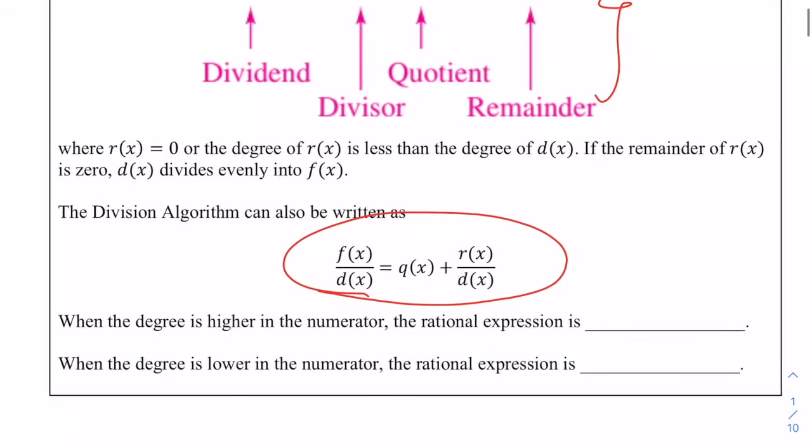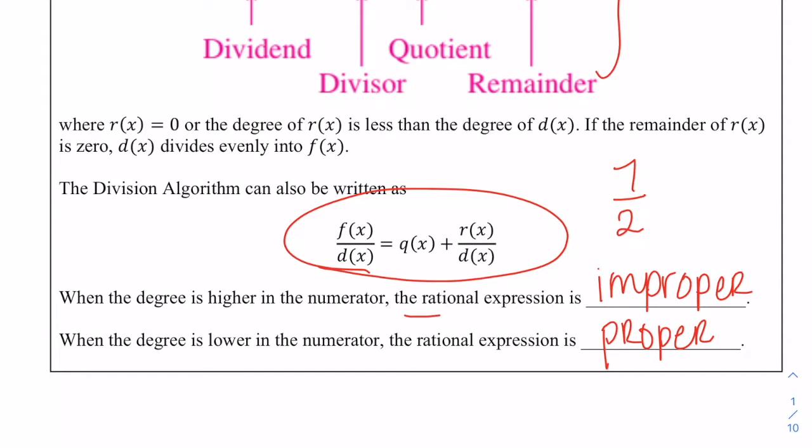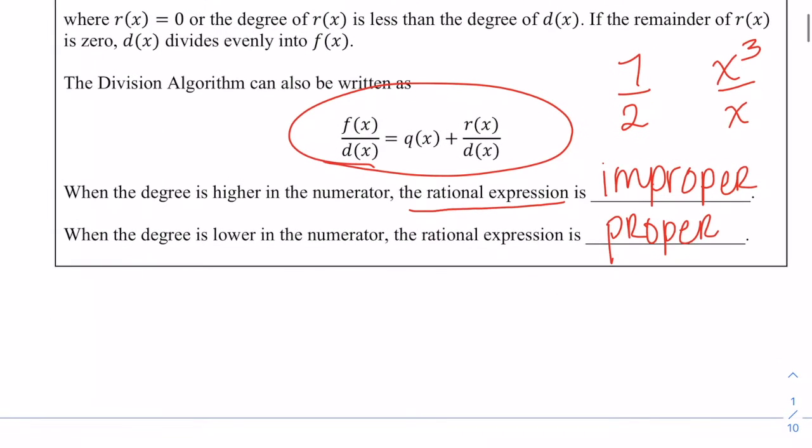Now when we look at fractions and rational expressions, we actually use the same terms that we use for fractions. We can call them improper or proper. So an improper fraction would be when the numerator was bigger than the denominator. An improper rational expression would be when the degree is higher in the numerator than the denominator. A proper fraction is when the number is less in the numerator. And a proper rational expression is when the degree is lower in the numerator than the denominator.